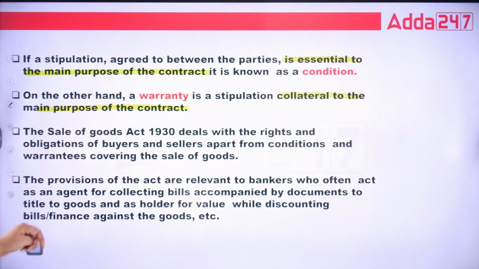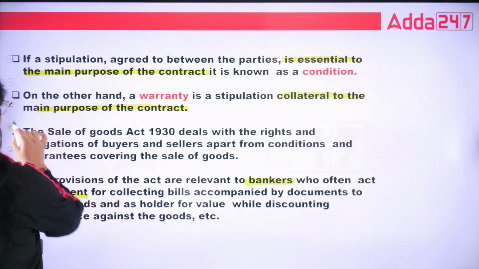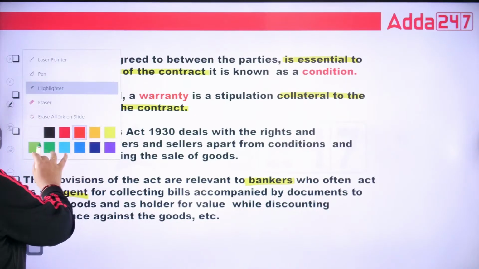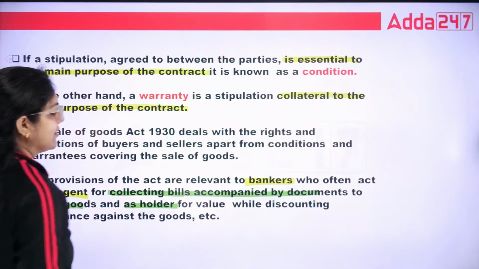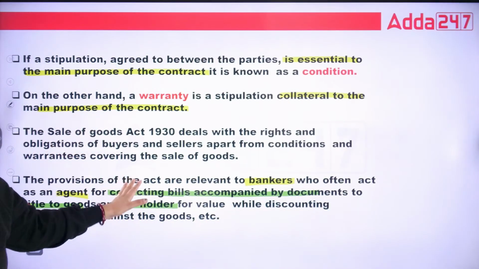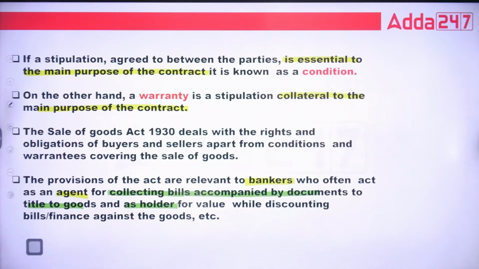See, in sale of goods, the rights and obligations of buyer and seller, apart from condition and warranty, are covered under the Sale of Goods Act. The provisions of the Act are relevant to bankers, who often act as an agent. So class, the bank also acts as an agent for the customer, collecting bills accompanied by documents of title to goods, and as a holder for value while discounting the bill. So the bank in this Act also acts as an agent, class. This paragraph is again important.